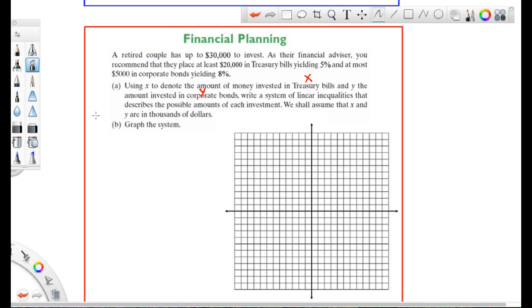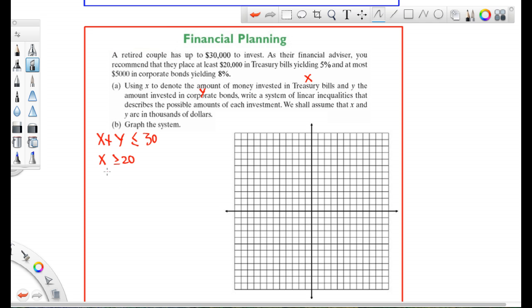Right. Well, we know that Treasury plus the bonds has to be less than or equal to 30,000, because that's the most people have to invest. So I'm going to put this grid into thousands. So I'm just going to write 30. What else do we know? We know that the Treasury bills, which is an X, at least 20,000 in Treasury bills. So X needs to be greater than or equal to 20,000.